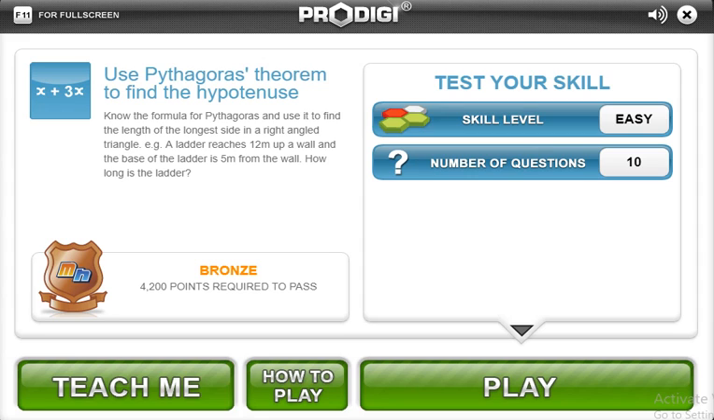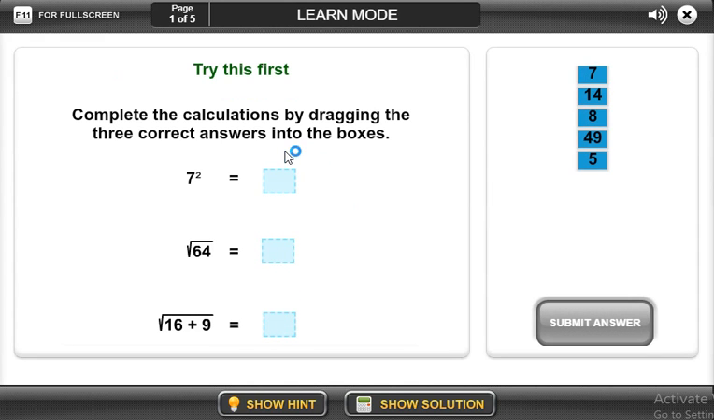Let's go through using Pythagoras' theorem to find the hypotenuse on Mangahigh, and we'll start with the teach me section first. Okay, to begin with, we've got 7 squared, which is 7 times 7, it's 49. The square root is 64. We have to find a number multiplied by itself that is equal to 64, and that's 8. 8 times 8 is 64. Over here, 16 plus 9 is 25, so we need a number that multiplies by itself to equal 25. So 5 times 5 is 25, so it's the answer here.